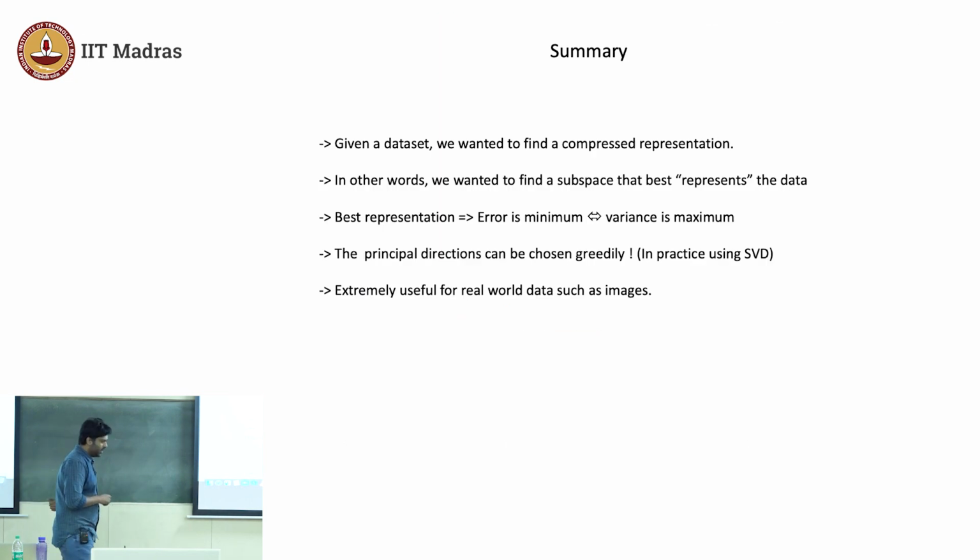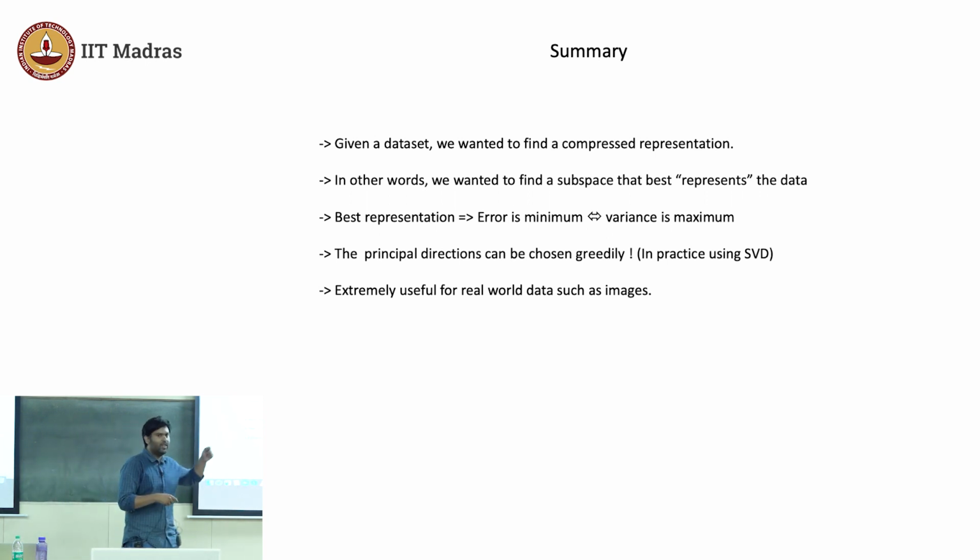I just wanted to summarize whatever we did today. We started with a simple question: you were given a data set, go figure out what you want to do. Then we said that we want to find a compressed representation, and our notion of compressed representation is to find a subset that best represents this data. For that we argued that you can either find a subspace that minimizes the error or directions that minimize the error or maximize the variance. Both are exactly equivalent.